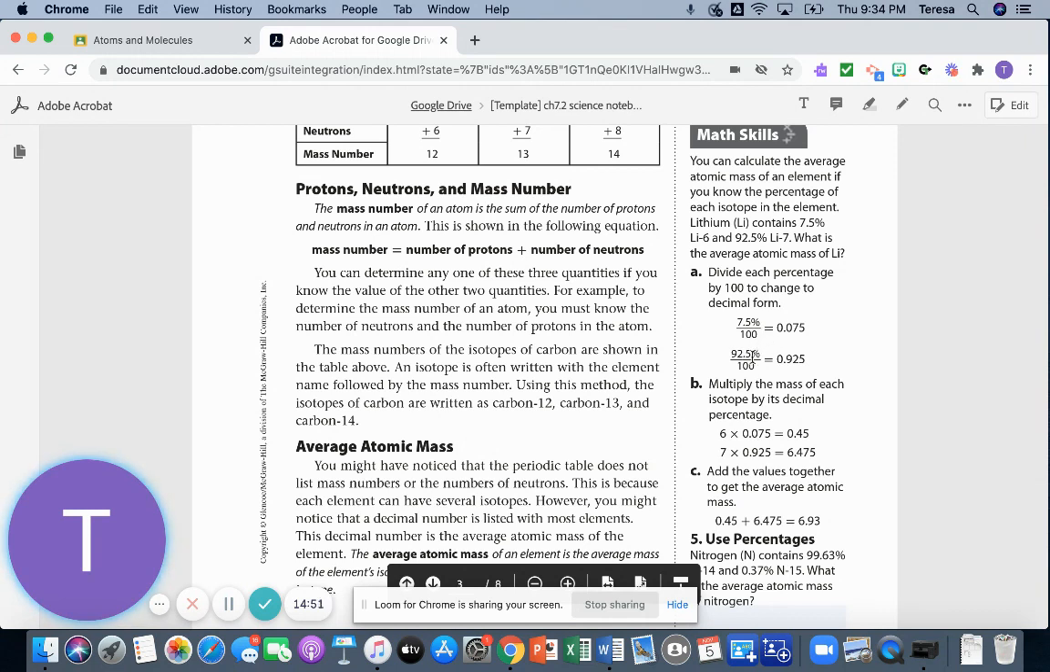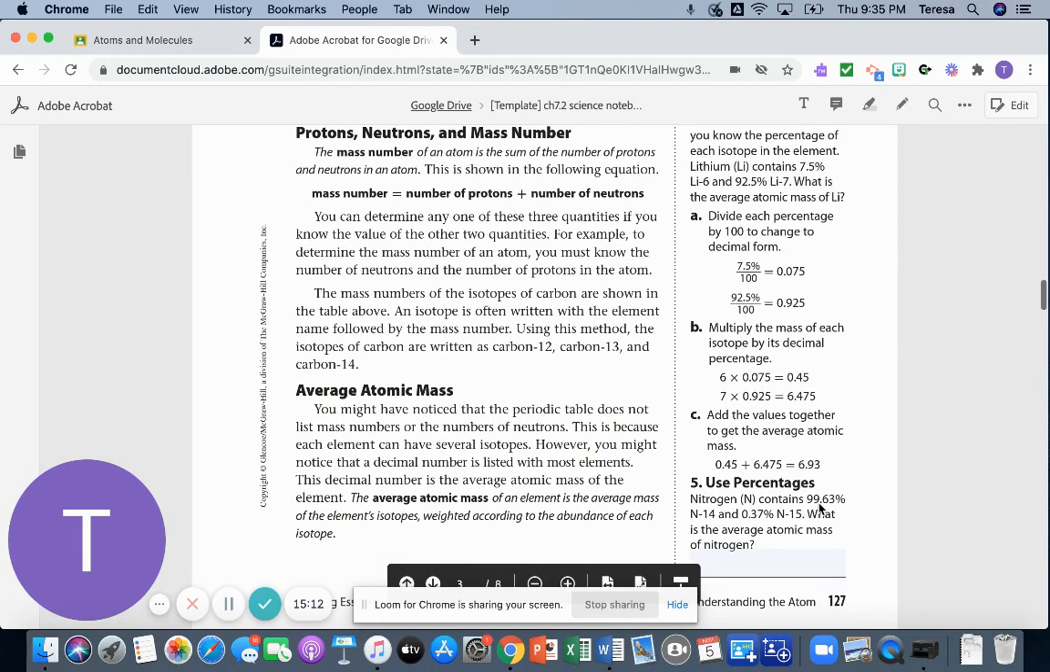So we divide the percents by 100. Then we multiply those decimals by the mass that they're associated with. So 7.5% was associated with lithium-6. So we take 6 times 0.075, and then 7 times 0.925. And then we take those two numbers and add them together.